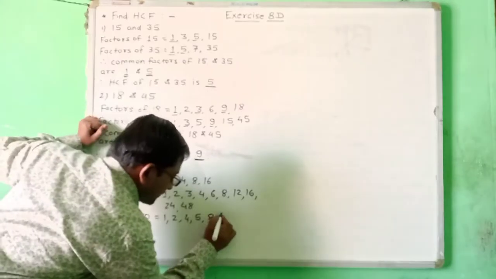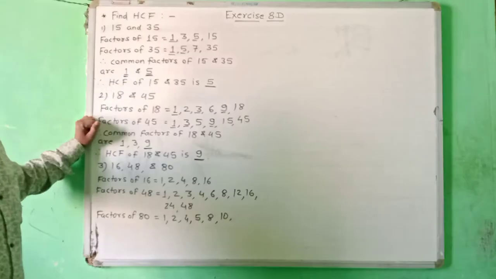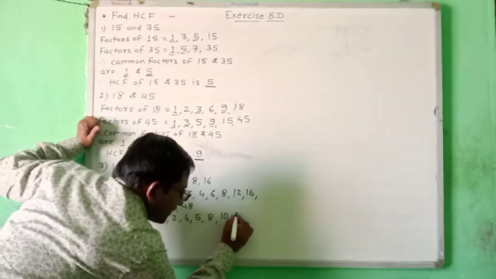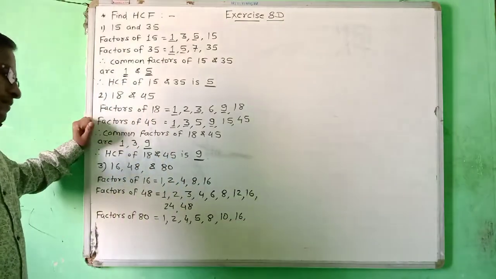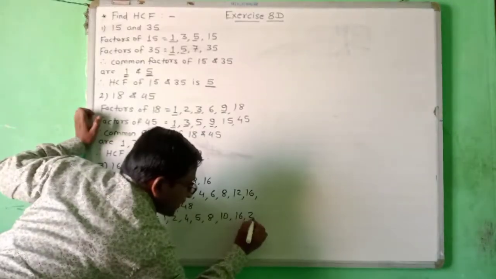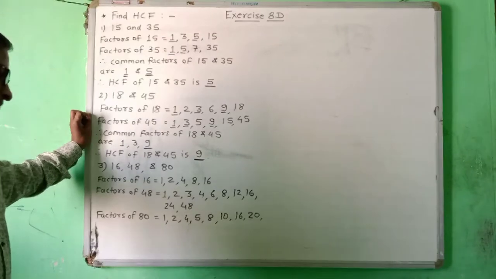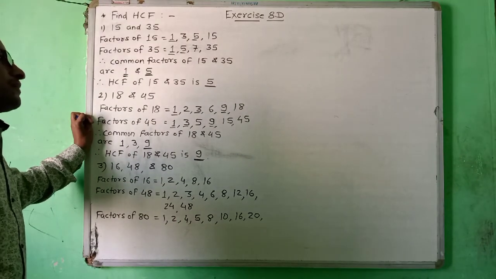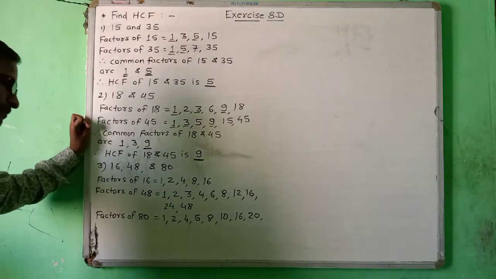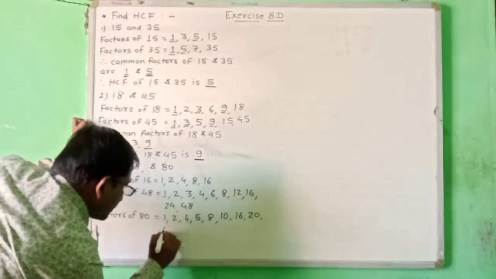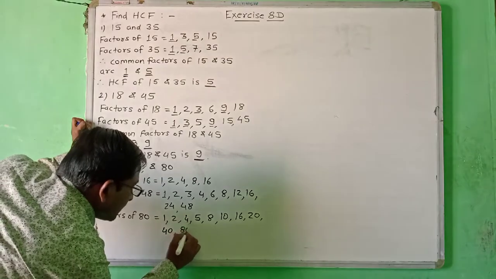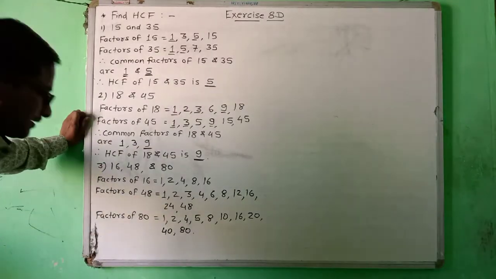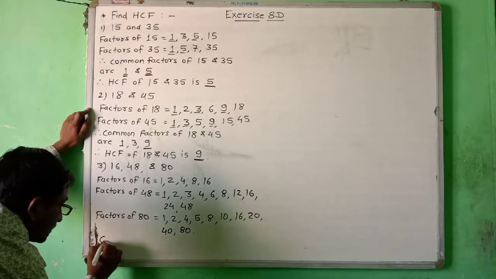Then 10 8s are 80. Then 16 5s are 80. Then 20 4s are 80. After 20, 40 and 80. And then you write common factors.